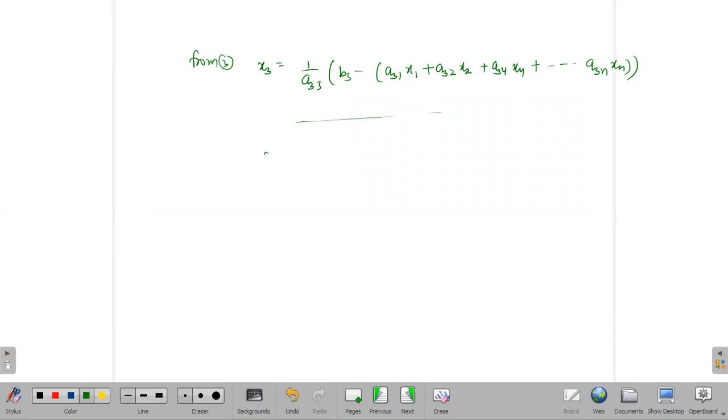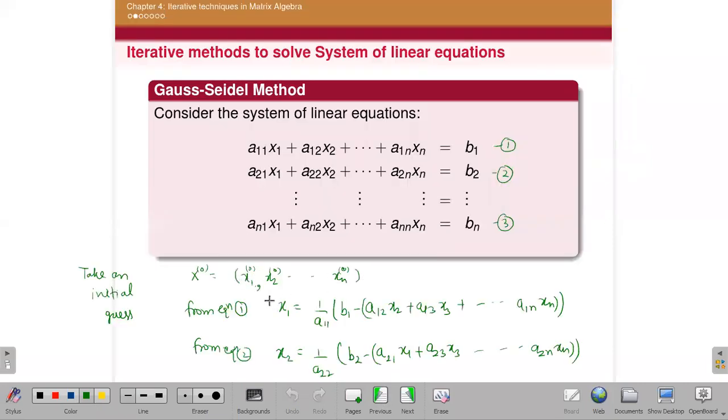Then similarly xn will be 1 by ann into bn minus an1 into x1, an2 into x2, up to ann minus 1 into xn minus 1. So this is the same step. This is from equation n. Now we will use the initial guess here. So now I'm finding the first iteration.